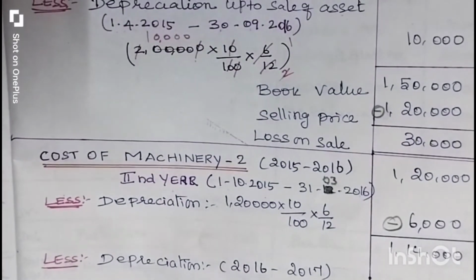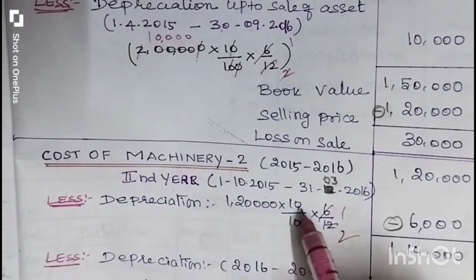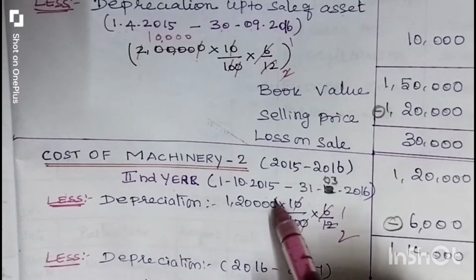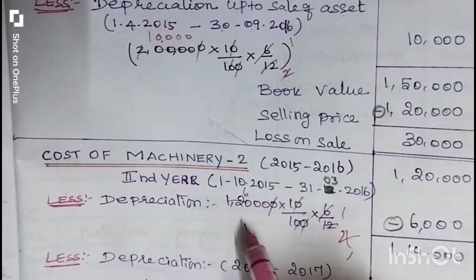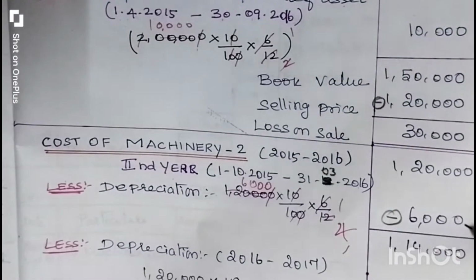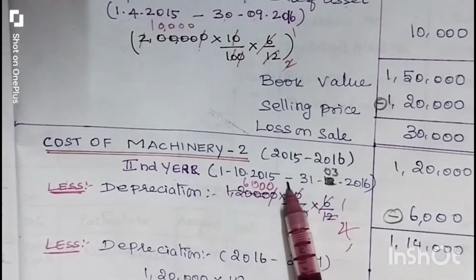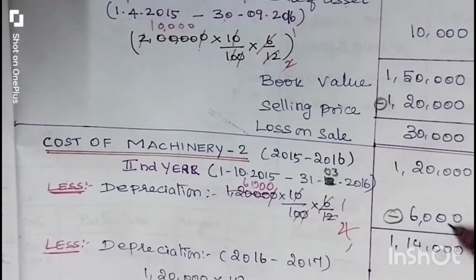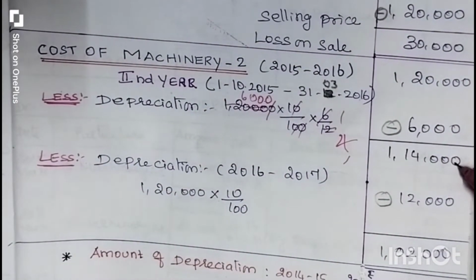So listen. 6 into 6 is 36, 6 twos are 12. Zero cancel, zero cancel. 1 2 is 2, 6 twos are 12. This 3 0 is carry over. So you have 6,000 rupees. This is the second year depreciation. That means 2015 to 16 the depreciation value is 6,000. You have to subtract 6,000 from 1,20,000. You will get 1,14,000 rupees.